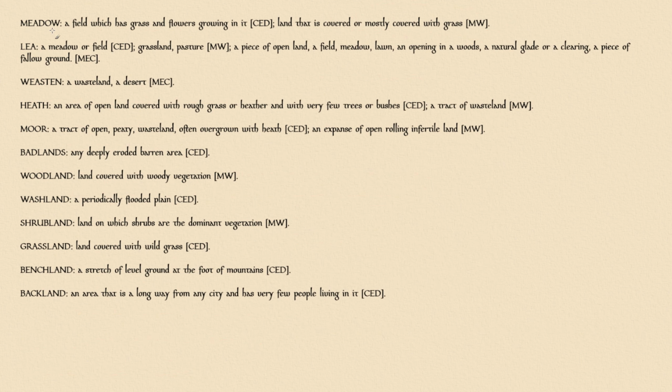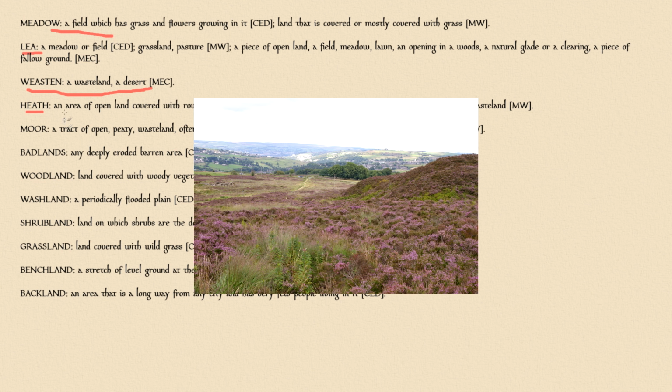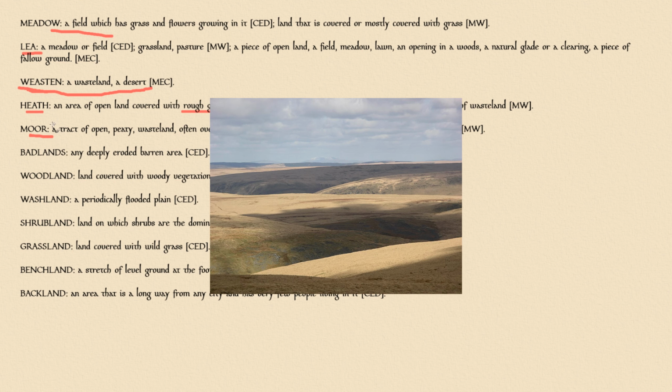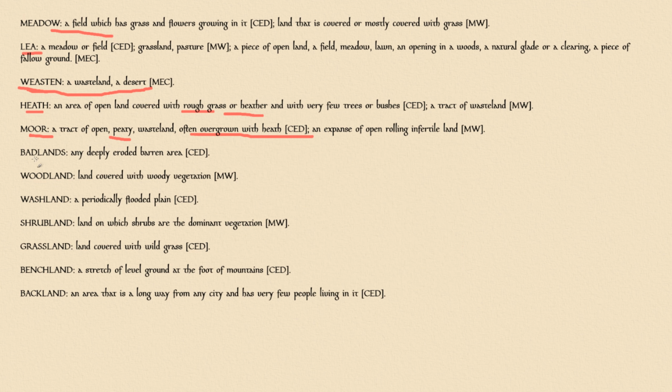A meadow is like a field. A lea is basically a meadow. A weston is a desert or wasteland. So a heath would be a weston, usually covered with heather and rough grass and that type of stuff. A moor is also a weston. It's a tract of weston with peaty soil and also has heath. So I guess moors are often heaths.